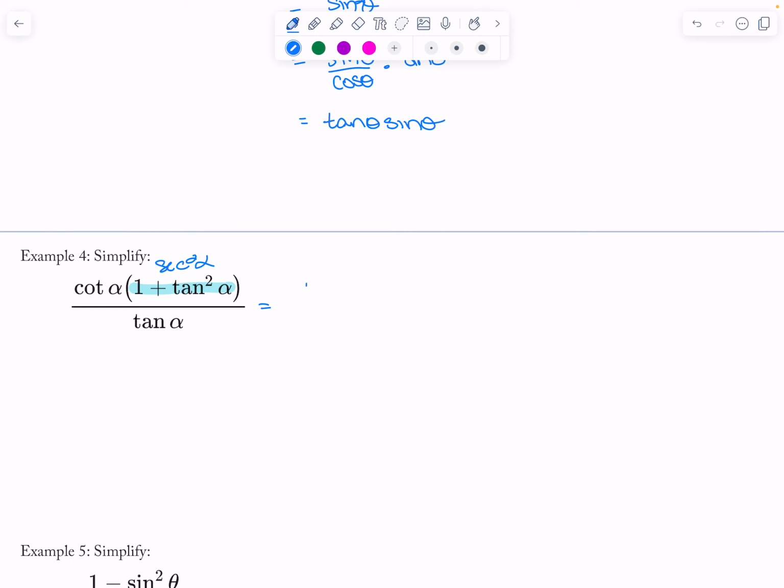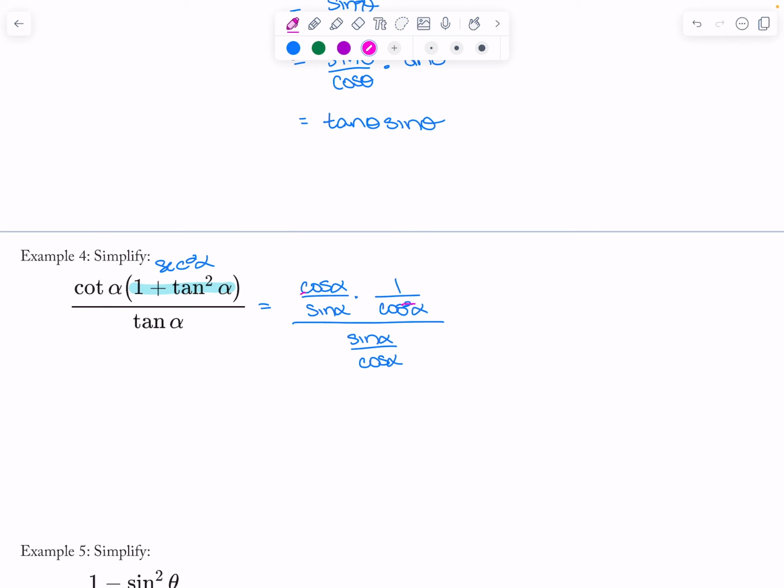So I'm going to change this. So I have cosine of alpha over sine of alpha. That little weird looking A thing is called an alpha. And then my secant squared is 1 over cosine squared of alpha. And then I have sine of alpha over cosine of alpha. So when in doubt, change everything into sines and cosines and then try to simplify.